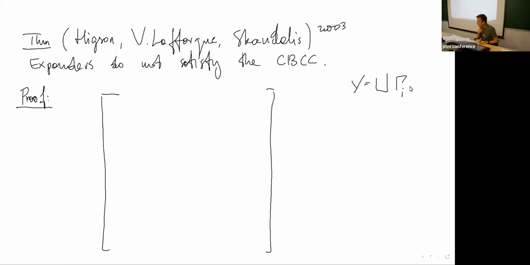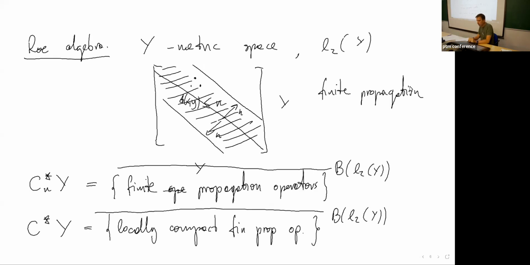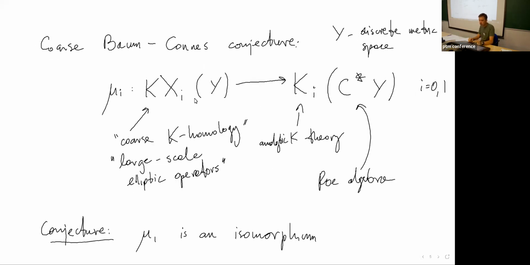Okay, so what they did is they showed that this map is not surjective. This map goes from K homology to the K theory of the C-star algebra, of the Roe algebra. So what they showed is that there exists a K theory class here that does not live in the image.